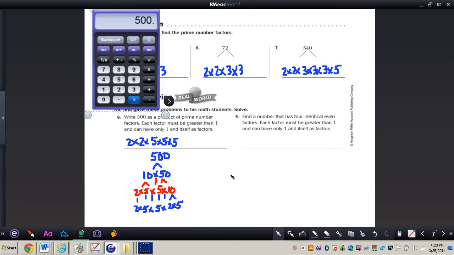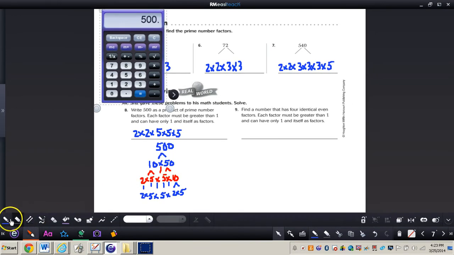It says find a number that has 4 identical even factors. Okay, so a couple things that we need to remember is that they're identical, that they're even. Each factor must be greater than 1 and can only have 1 and itself as factors. In other words, they have to be prime numbers. So think about that, and I want you to try to figure it out. When you press play, I'll have the answer for you. So pause the video now.